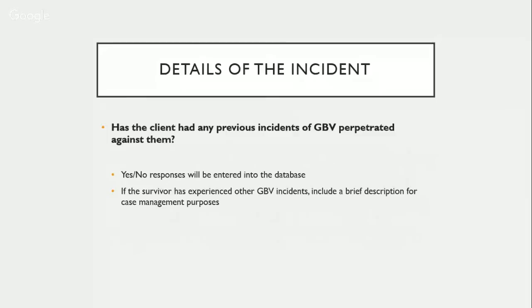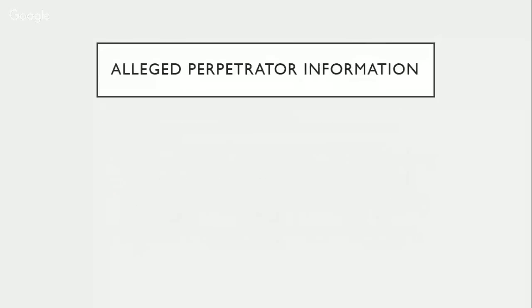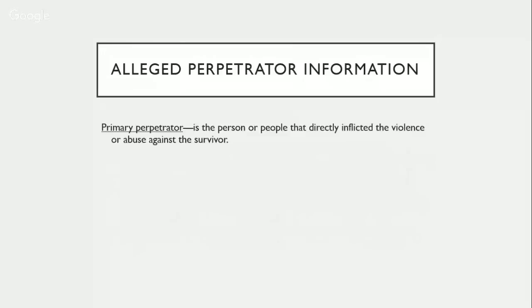Then, has the client had any previous incidents of GBV perpetrated against them? Yes or no responses will be entered into the database. There's also an option here to include a brief description for your case management purposes. Then we move on to the section about the alleged perpetrator. As we go through this section, we're responding to this according to the primary perpetrator, the person that directly inflicted the violence or abuse against the survivor.